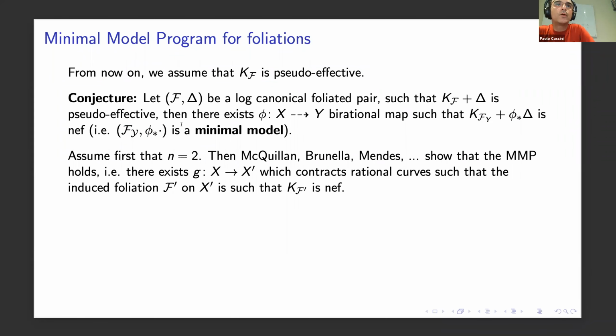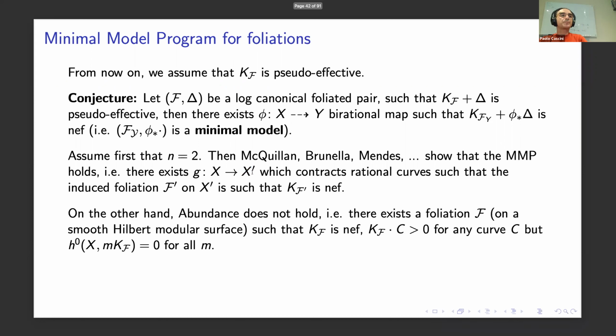Okay, so for dimension 2, we know quite a lot. The minimal model program works. The main results are due to McQuillan and Brunella and Mendes. I'm sure I forget many people, but pretty much everything we expect to be true is true. In other words, we can contract rational curves in such a way that the canonical sheaf becomes nef. The price to pay is that X' is not smooth, but has canonical singularities, so it's still under control.